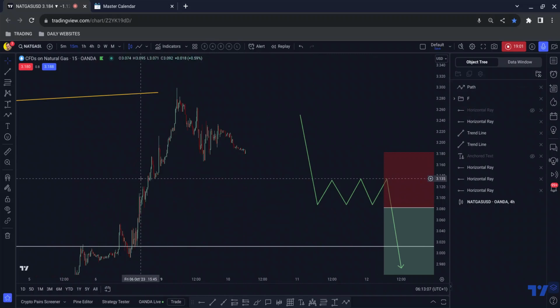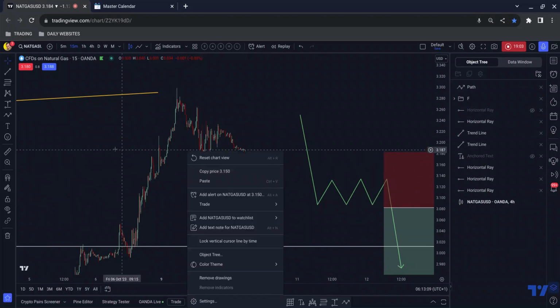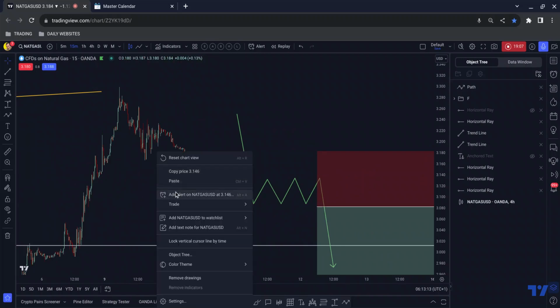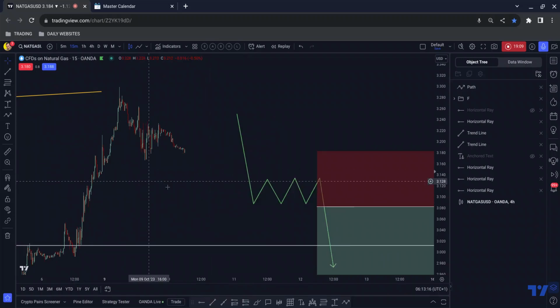I'm going to be looking for price to break below. I don't know where my alert has gone. I did set an alert on here last night. It seems to have disappeared. I'm going to set an alert on natural gas on the fly for you now.